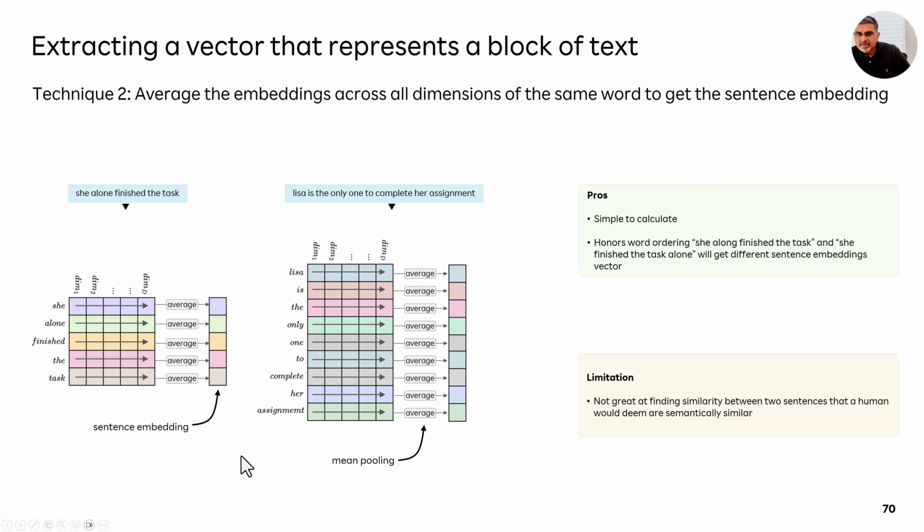The limitation is that this overcomes the problem that I showed you by doing average pooling across the same dimension across all the tokens. It overcomes that. But there is still no way to tell that two sentences that do not share the same words mean the same thing. For example, "she alone finished the task" is semantically similar to something like "Lisa is the only one to complete her assignment," right?